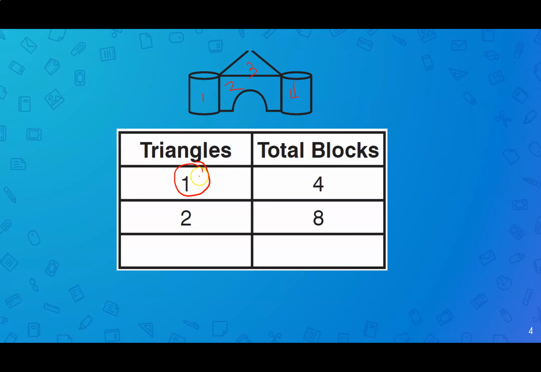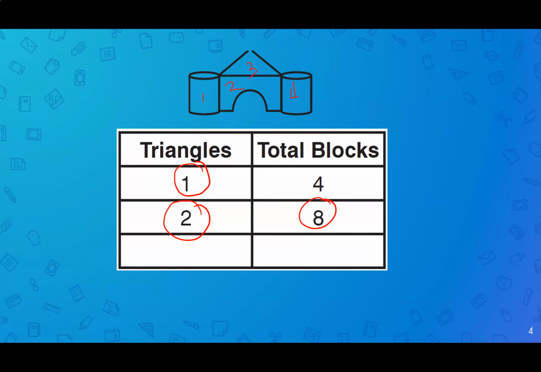Well, to build one castle, they needed 1 triangle. So to build 2 castles, they would need 2 triangles. We would expect that the ratio of triangles to total blocks will stay the same. So we know they will need 8 blocks in total to build 2 castles. So you can see here that a ratio table is used to show this information.